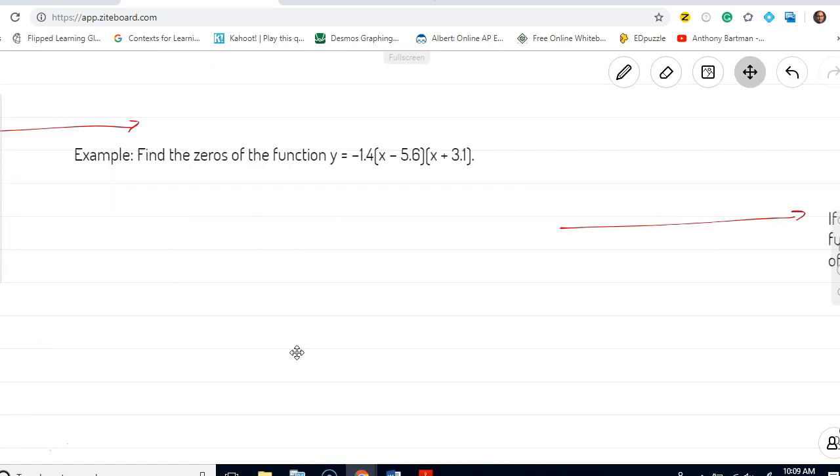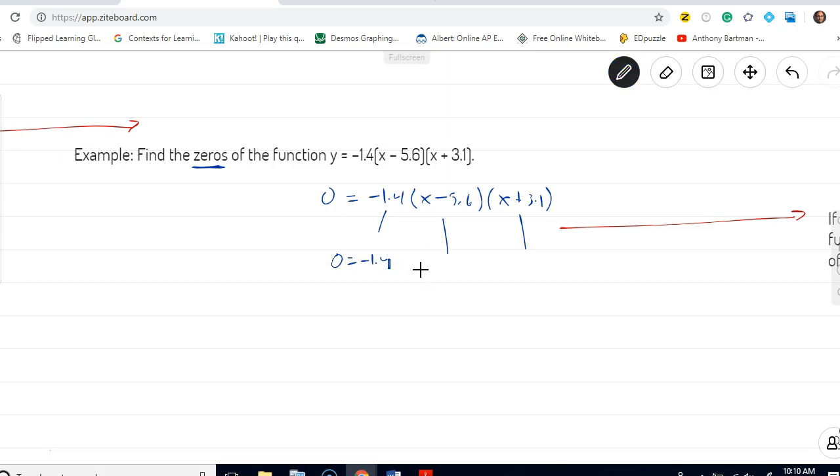Let's do this example. This example says find the zeros of the function, this whole thing. Okay, so the zeros, again, are when the y value is 0. So what I can do is plug in 0 for y and get 0 equals negative 1.4, x minus 5.6, x plus 3.1. In order for this to be the case, when I multiply three things together to get 0, either this one equals 0, this one equals 0, or that one equals 0. So I can say, does 0 equal negative 1.4? Does 0 equal x minus 5.6? Or does 0 equal x plus 3.1?